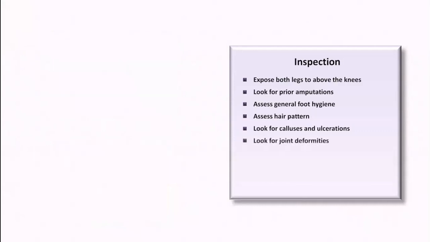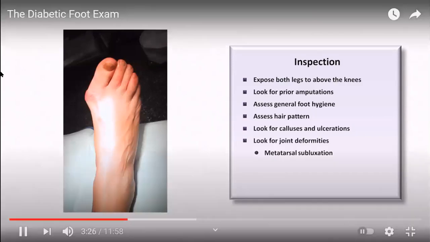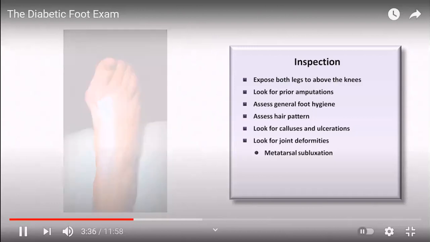Also inspect for joint deformities. These include metatarsal subluxation, which is usually seen with the first MTP joint. The first MTP joint can be vertically subluxed, or more commonly, laterally subluxed, which creates a pressure point on the joint's medial surface. This is what is known as a bunion, and is formally referred to as hallux abducto-valgus deformity. Bunions are not caused by diabetes per se, but can complicate the treatment of the diabetic foot.